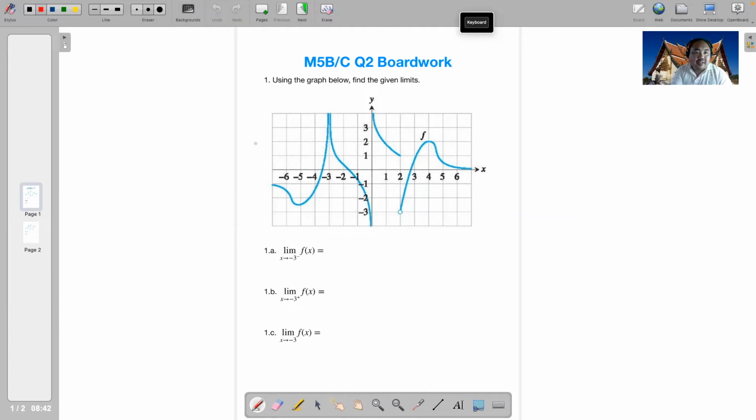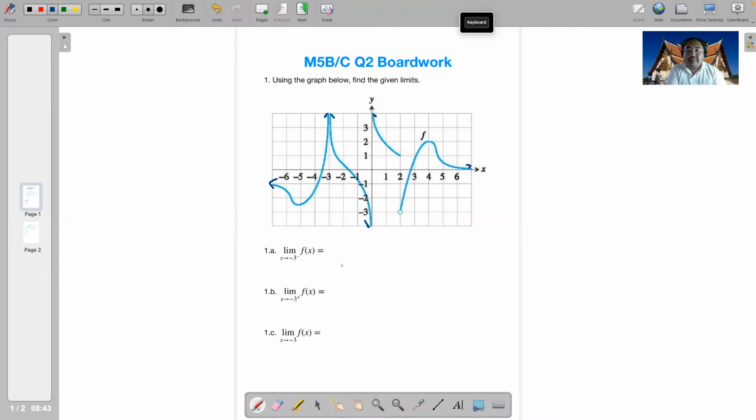Please note that we have arrowheads here. This has an arrowhead. This also has an arrowhead. This one here has an arrowhead. This one also has an arrowhead. Here there's no arrowhead, but here also you will find an arrowhead. So you will see that these functions continue indefinitely at certain points.